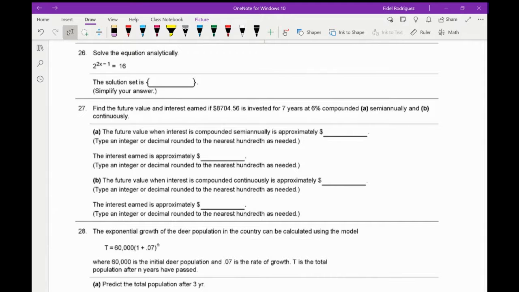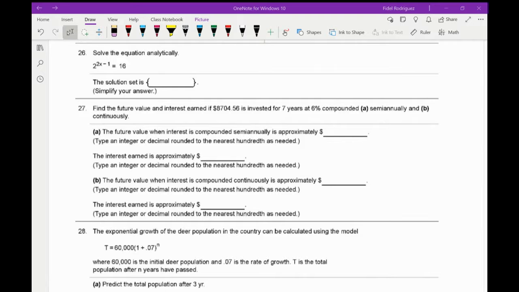Okay, so 27 right here says, find the future value and interest earned if $8,704.56 is invested for 7 years at 6%. Part A says compounded semi-annually, and Part B says continuously. Definitely, we can do this one.